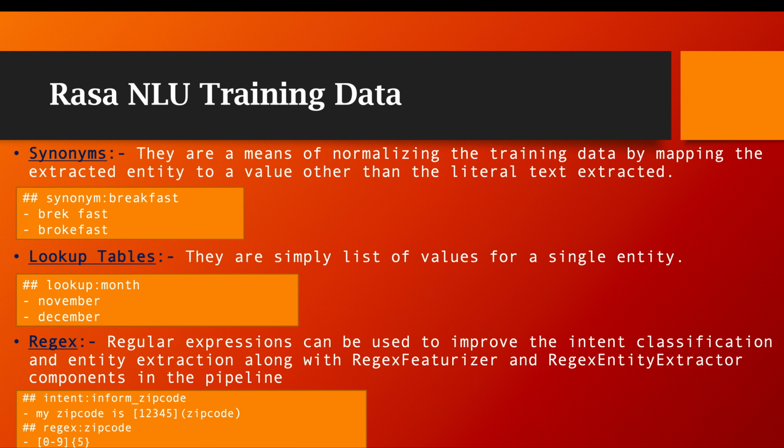Now let's see what a regex is. Regex are regular expressions, and they can be used to improve intent classification and entity extraction, along with the regex featurizer and regex entity extractor components in the pipeline. For example, let's say our intent is inform zip code. I can give my example like "my zip code is [12345](zip code)", where zip code is my entity and the value it is taking is 12345. Instead of that, I can also give a regex for zip code, which will specify that my zip code can take 5 digits from 0 to 9.